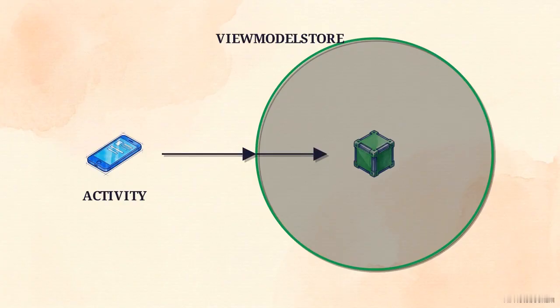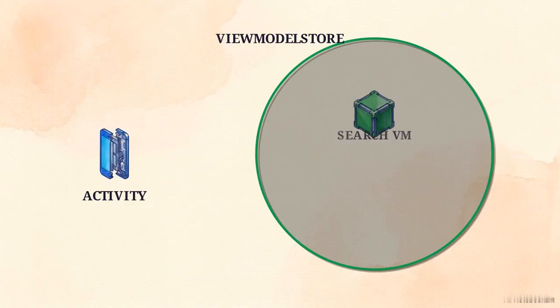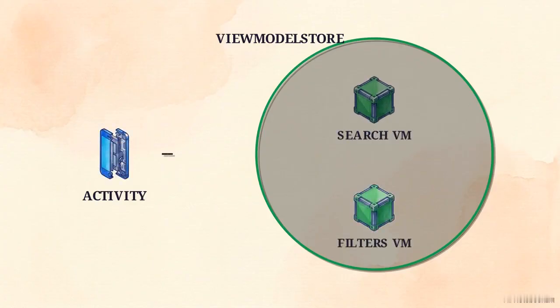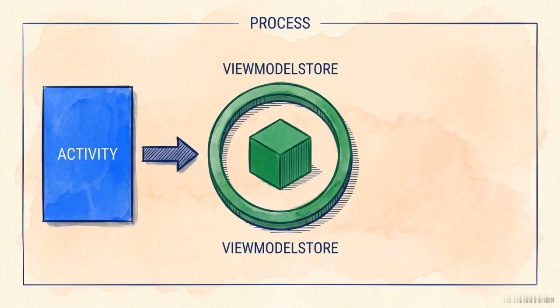It never constructs one. Consider a complex screen requiring both a search state and a filter state. The store prevents state entanglement by holding two separate view models for a single screen. Because the activity is merely a requesting client, the store provides the unbroken architectural bridge across the void of UI destruction.